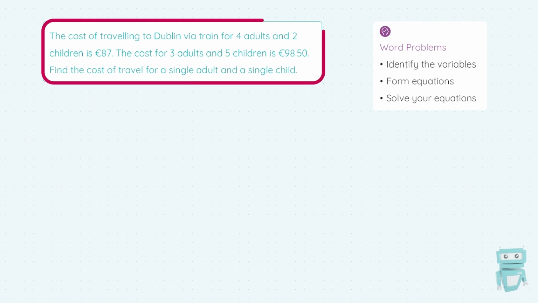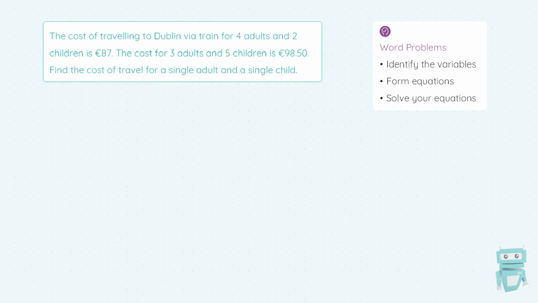I'm told the cost of travelling to Dublin via train for 4 adults and 2 children is €87. The cost for 3 adults and 5 children is €98.50. We're asked to find the cost of travel for a single adult and a single child. Now, the first thing I want to do is identify my variables, and you're always going to find this in what you're asked in the question.